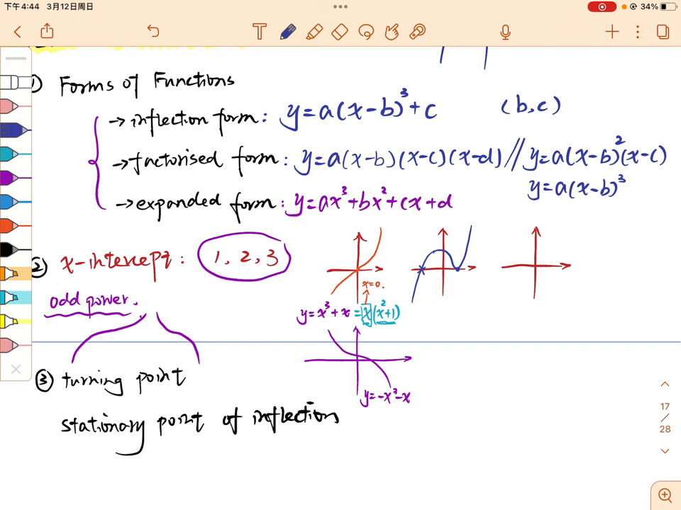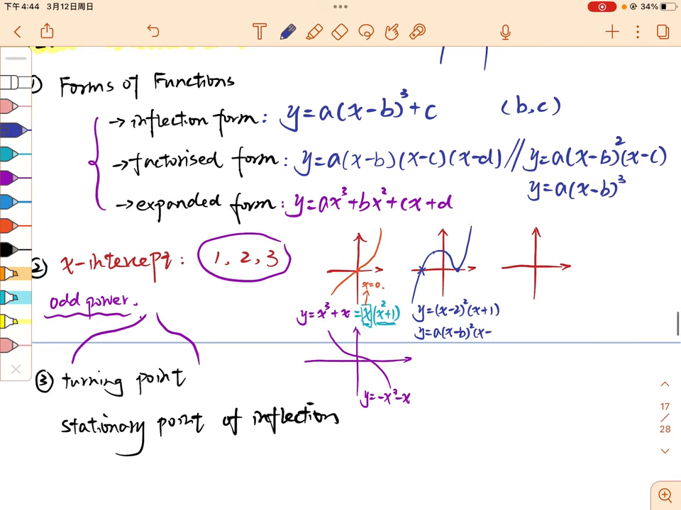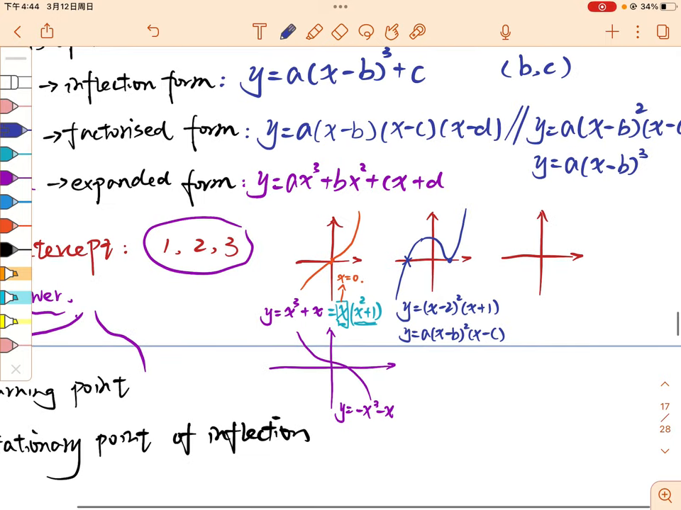And if you write this kind of function in the factorized form, that would normally give you y equals (x minus 2) squared times (x plus 1), okay? Or say, if I write it in a general form, that would be a(x minus b) squared (x minus c). So there is a repeated factor over here, a repeated factor for this b value.